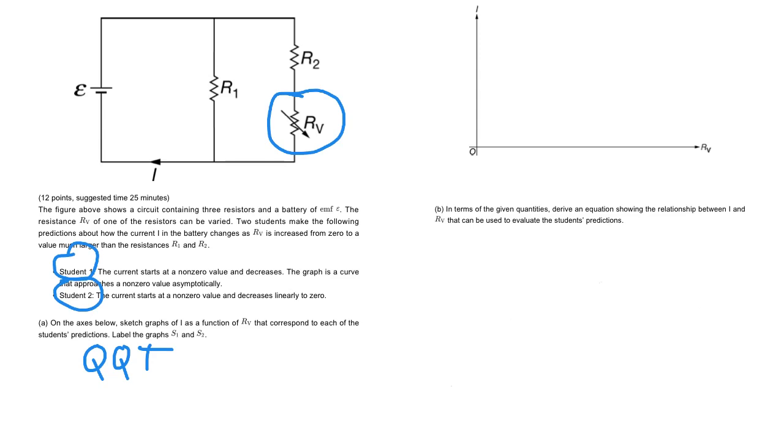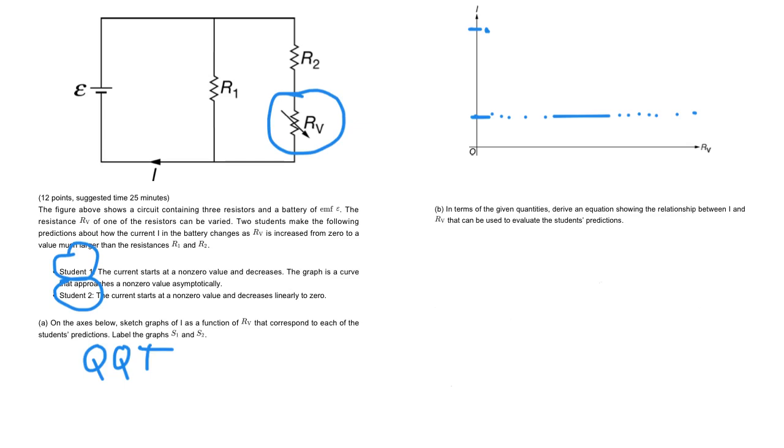Student 1 says the current starts at a non-zero value and decreases. So we're going to have our current somewhere over here at a non-zero value. We are going to decrease it as an asymptotic curve, right? So we're starting here at some current I, and we're going to decrease it to some other current I that's non-zero, and we want it to be asymptotic with that.